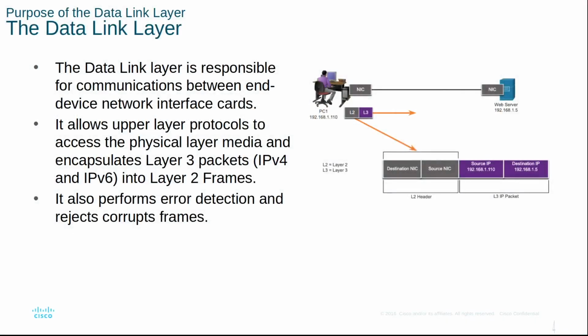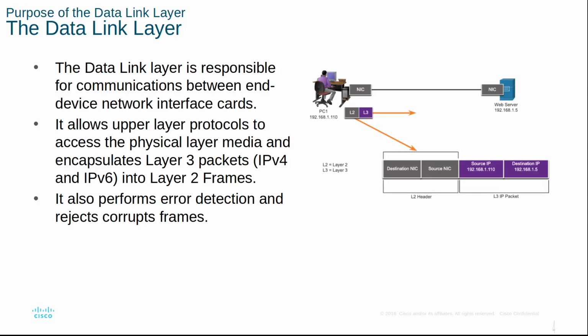So the data link layer, which is layer 2 of the OSI model, is responsible for communication between end devices, specifically their network interface cards on the end devices, right? Without a NIC, you can't do anything.